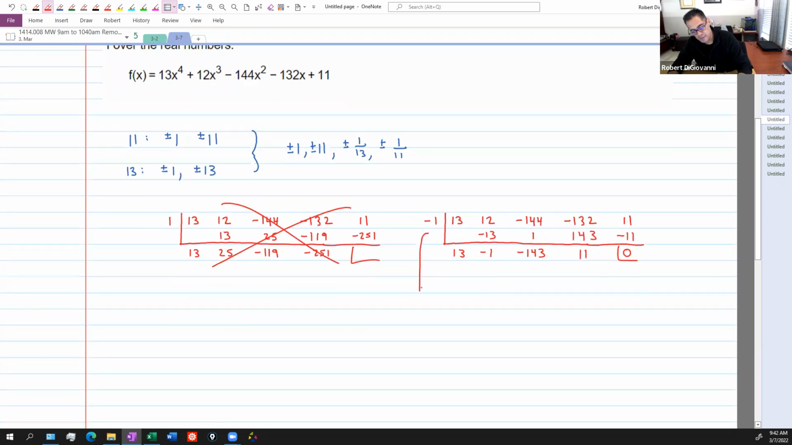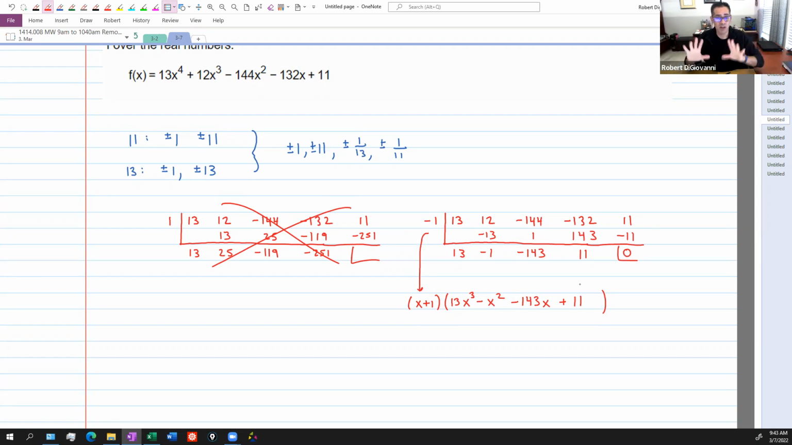So this becomes x plus 1. And then look at this thing here. This is going to be 13x cubed minus x squared minus 143x plus 11. Okay, we have not run into a problem like this yet. This is the first time we've had this happen.